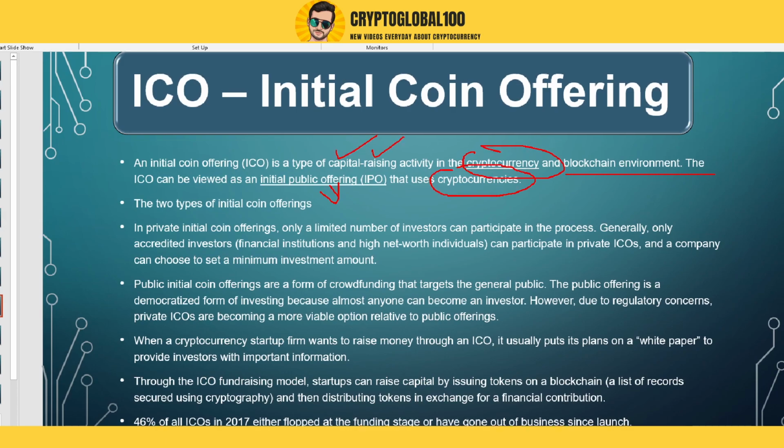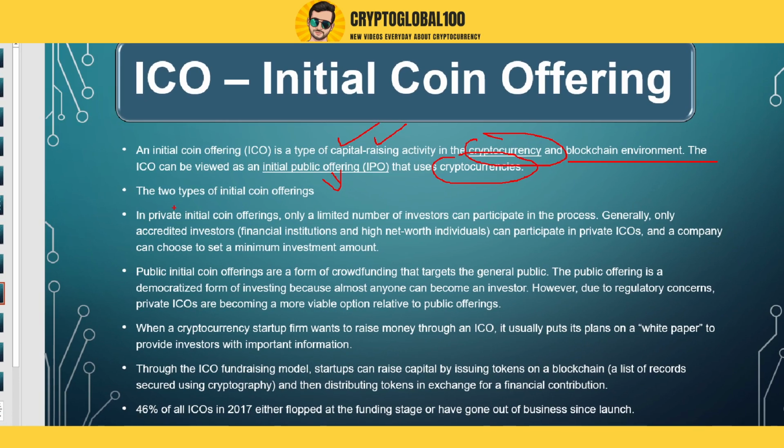Okay, and ICOs are of two types. There are two types, private and public. In the private, only a limited number of investors participate. And if we go down to the public initial coin offerings, the targets are basically the general public.